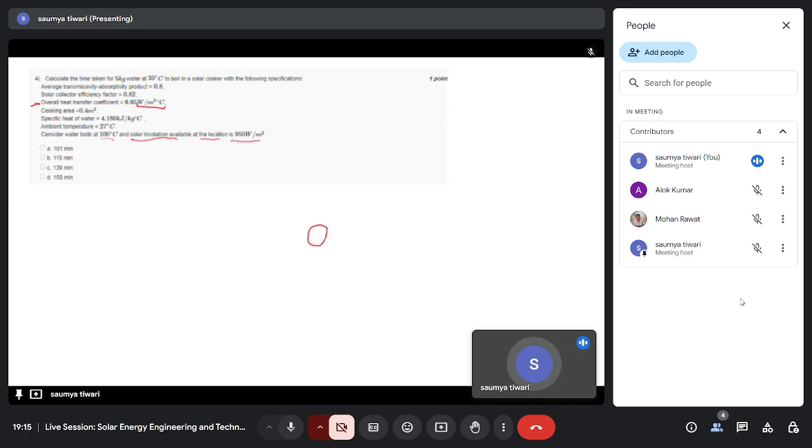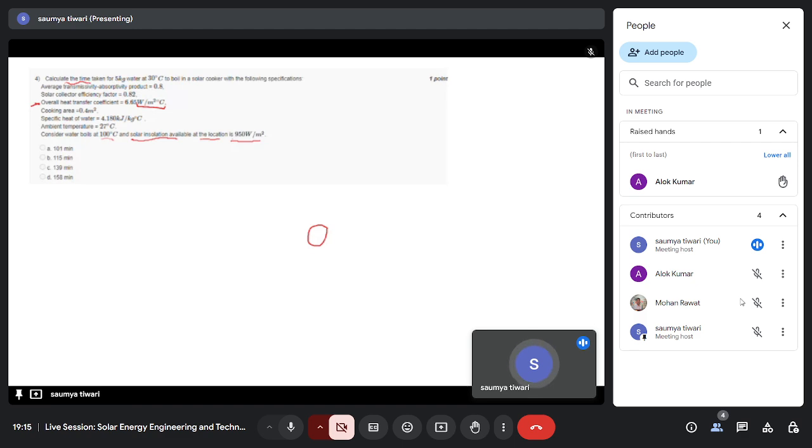So we have been asked what time it will take to heat this amount of water under these given conditions. Okay, so I'd like you to attempt this question, and then I will explain in detail how to solve it. Okay, so Alok has raised his hand. Yes, Alok, you can unmute yourself and ask your doubt.